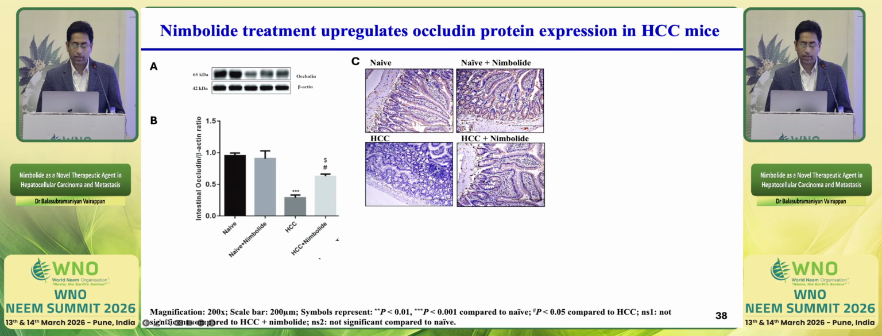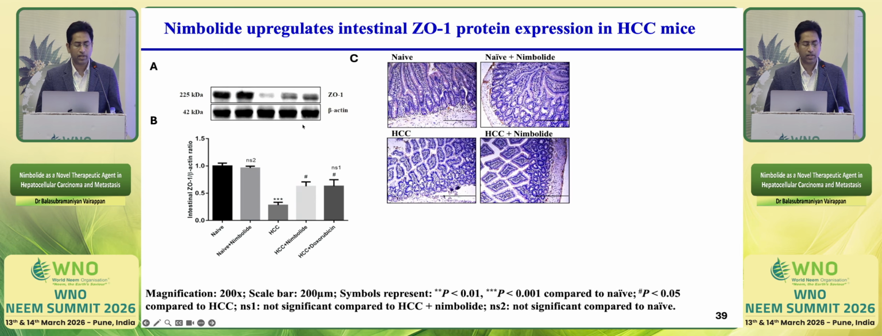We also looked at occludin, the other important tight junction protein in the intestinal tissues. You can see here in HCC mice there is no positivity of occludin, whereas naive mice and naive mice treated with nimbolide are showing some positivity, and HCC mice treated with nimbolide are also showing some positivity. So this is further validated by Western blotting analysis. You can see here that intestinal occludin levels were significantly reduced in HCC mice, and treatment with nimbolide significantly increased occludin protein expression. And similar findings were also observed with ZO-1 protein expression.